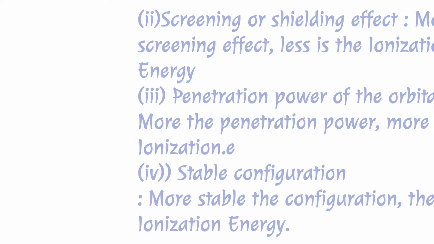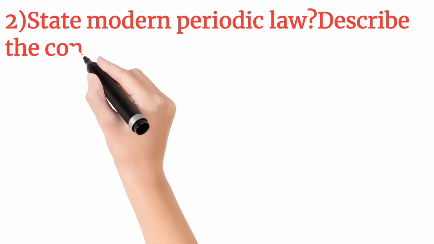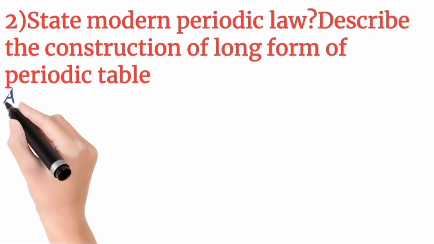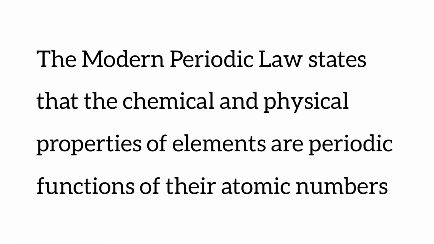Now second question is, state modern periodic law. Describe the construction of long form of periodic table. So you have to write about the construction of periodic table. What is the modern periodic law? The modern periodic law states that the chemical and physical properties of elements are periodic functions of their atomic numbers.